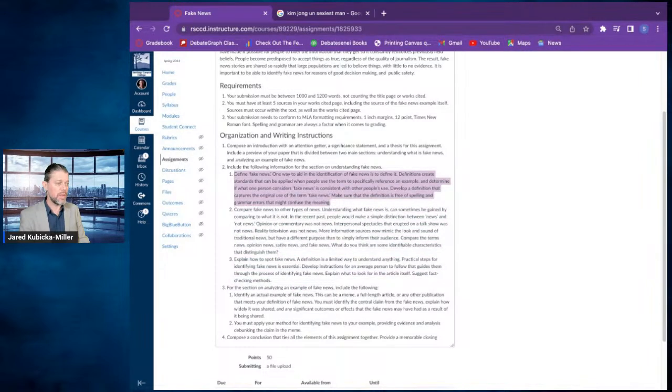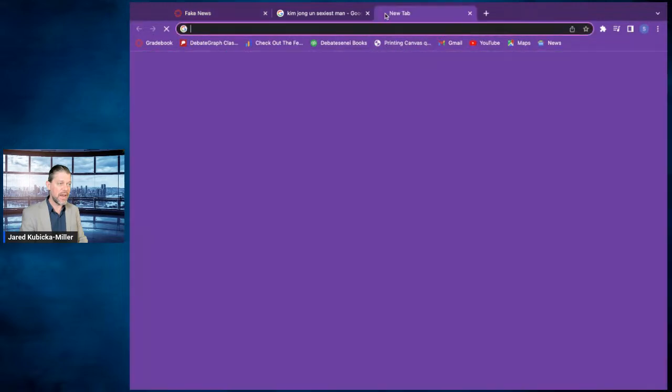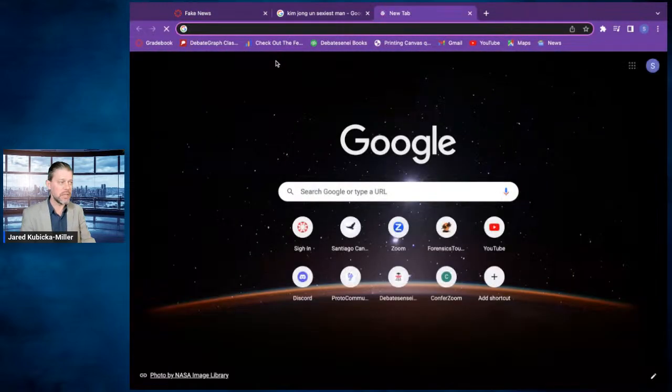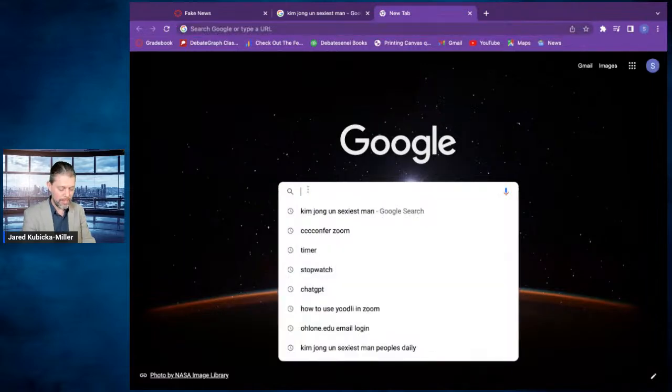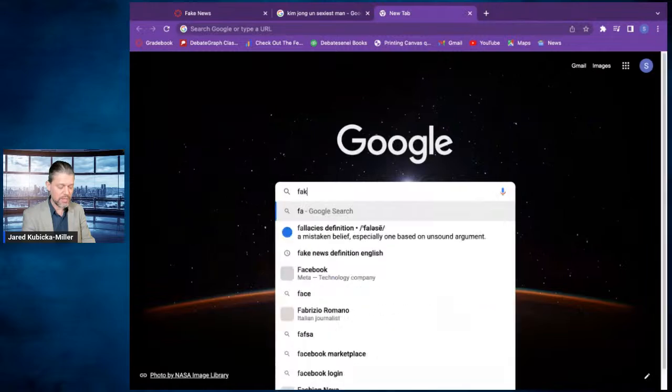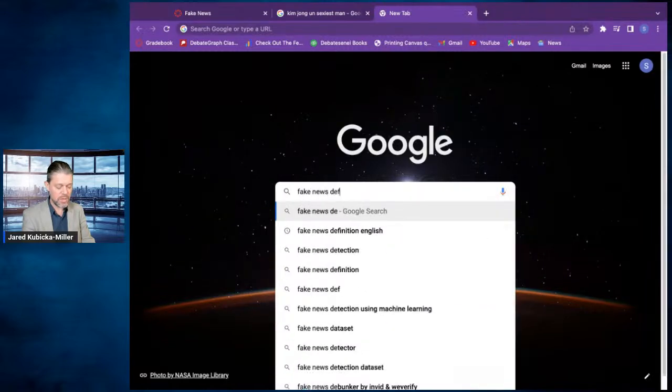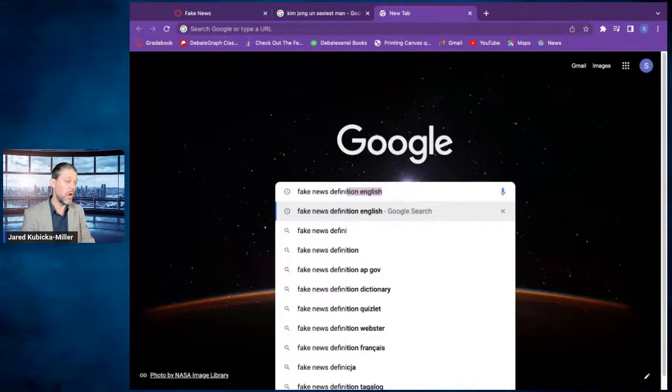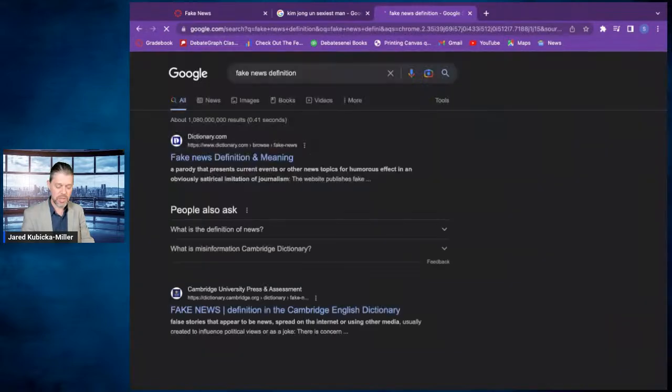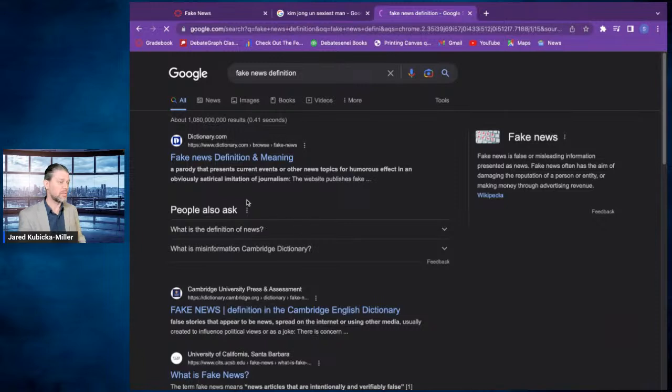The first one is defining fake news. Now, everyone thinks, well, that's only going to take a sentence. Not really. So take a look. I'm just going to open up a brand new tab, and I'm going to ask for a fake news definition. All right, so take a look.